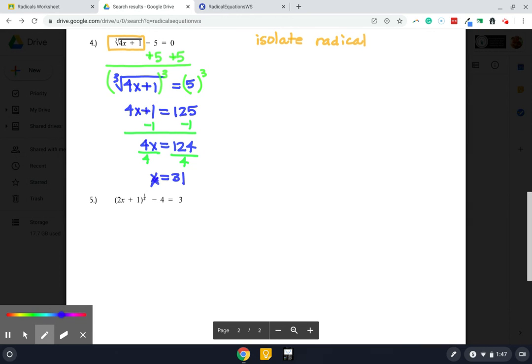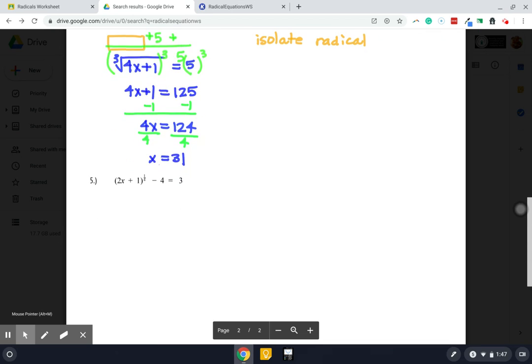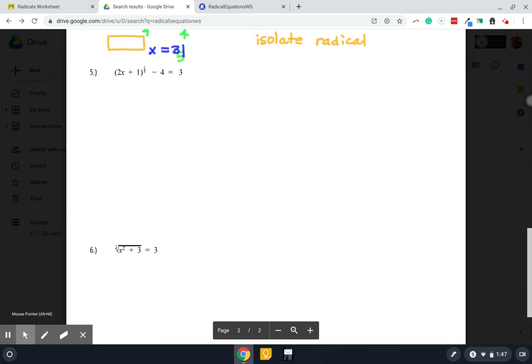Okay, 2 left. Oops, that was weird. Why is it going the wrong way? That's oddly backwards. But here we go. Okay, we're looking at number 5. In number 5, we've got some issues because we've got our radical, but it's not been isolated yet. To get it alone, we've got to add 4 to both sides.